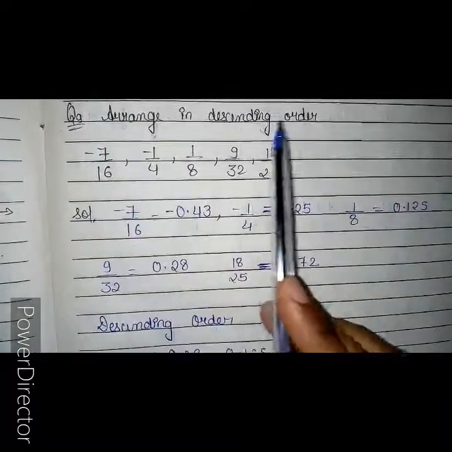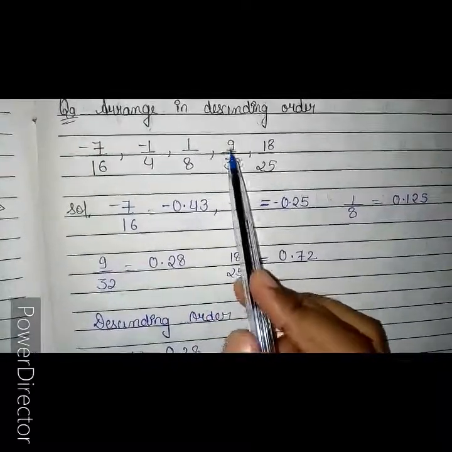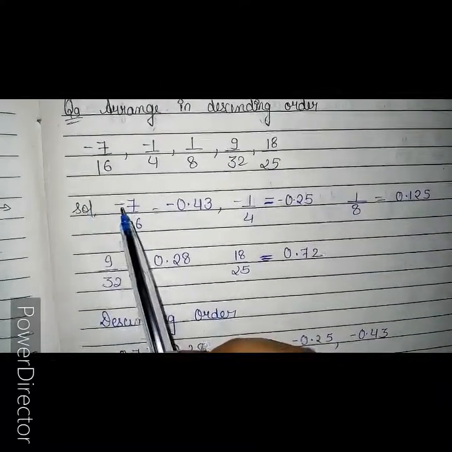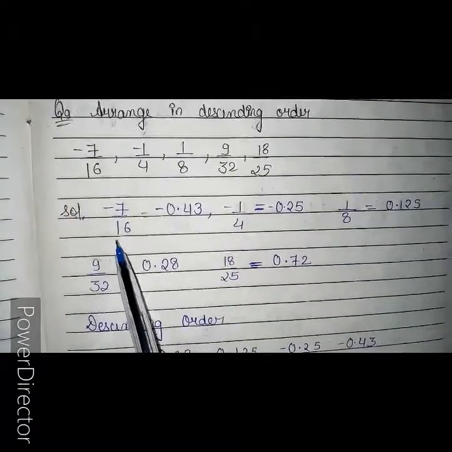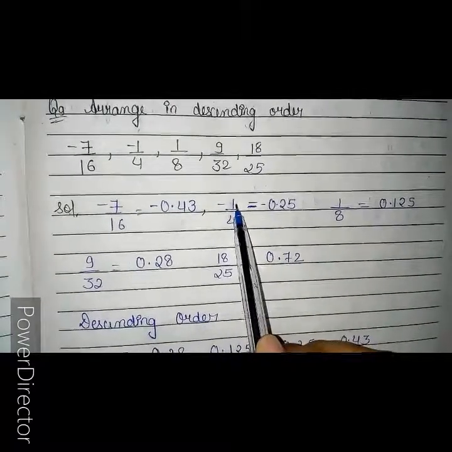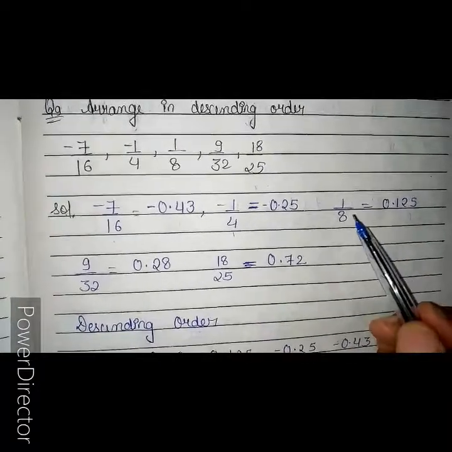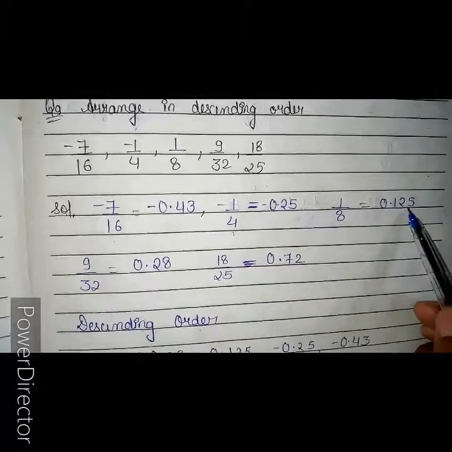Question 9. Arrange in descending order. And the numbers are minus 7 upon 16, minus 1 upon 4, 1 upon 8, 9 upon 32 and 18 upon 25. Now we start our solution. Minus 7 upon 16: on dividing 7 by 16, we get the quotient minus 0.43. On dividing minus 1 upon 4, we get the quotient minus 0.25. On dividing 1 by 8, we get the quotient 0.125.